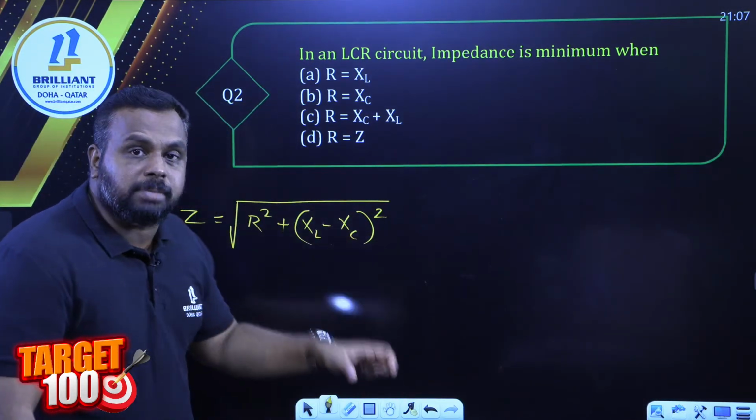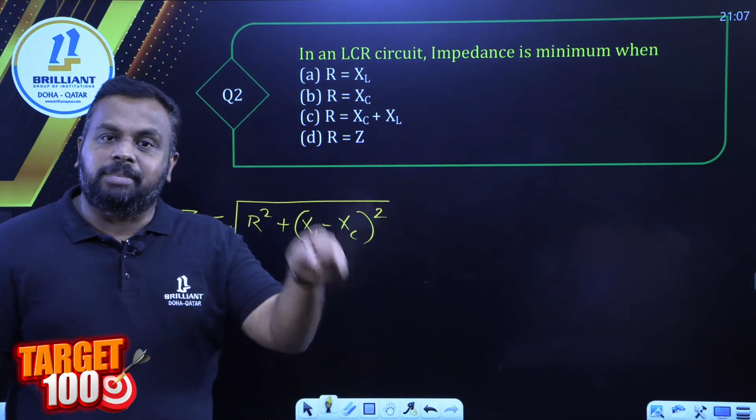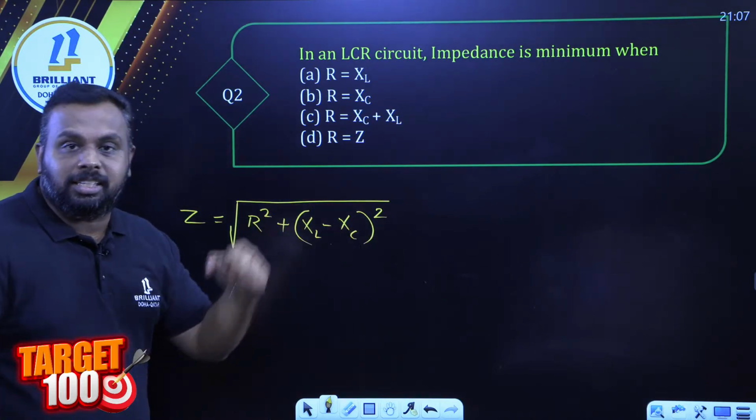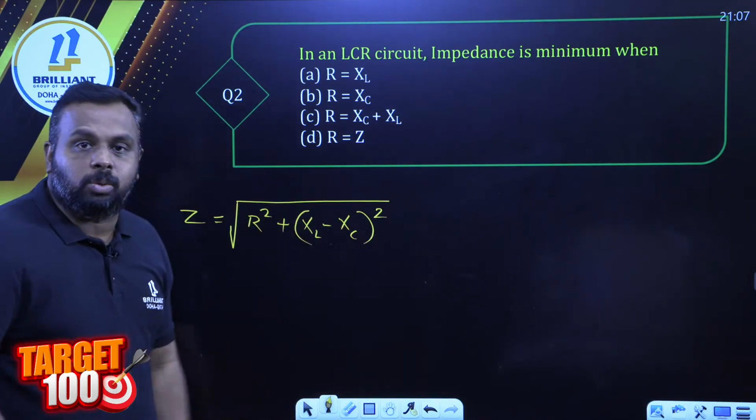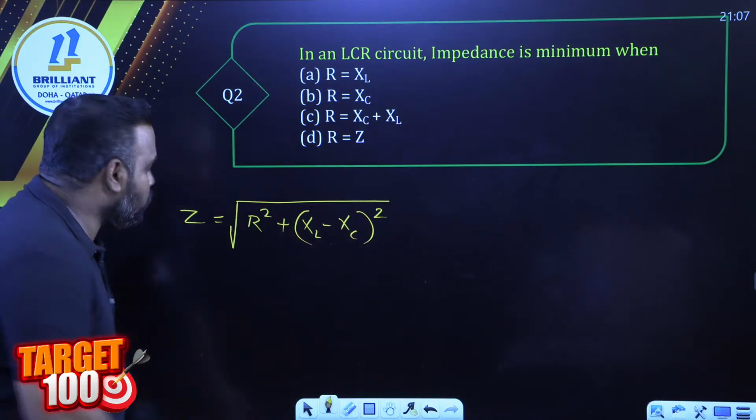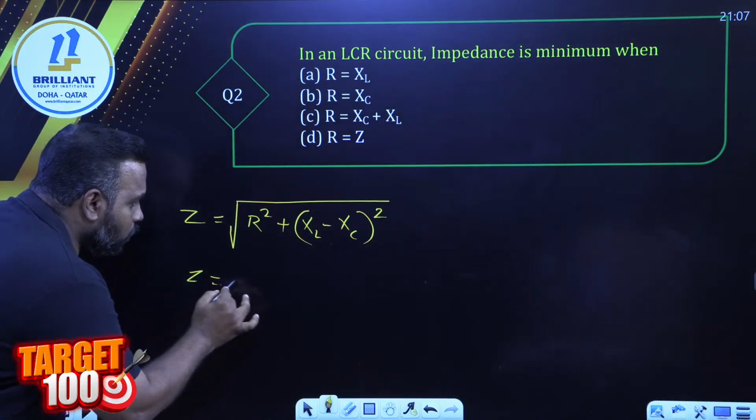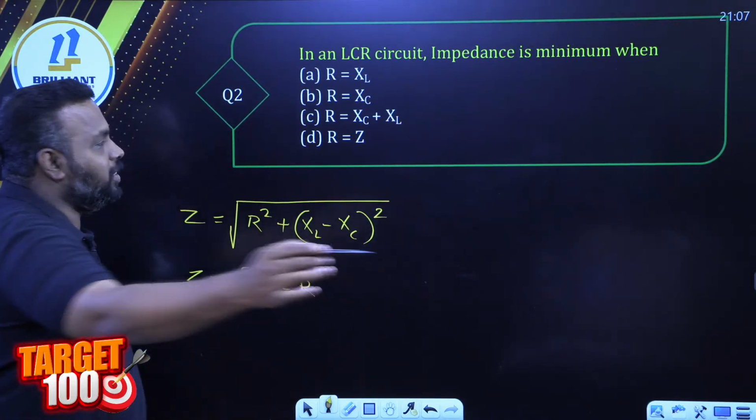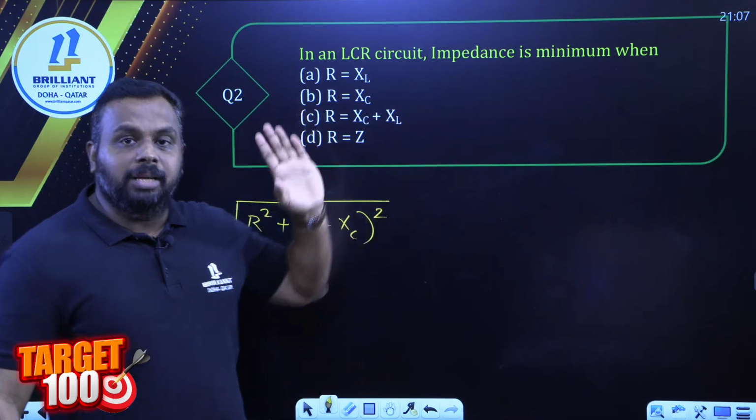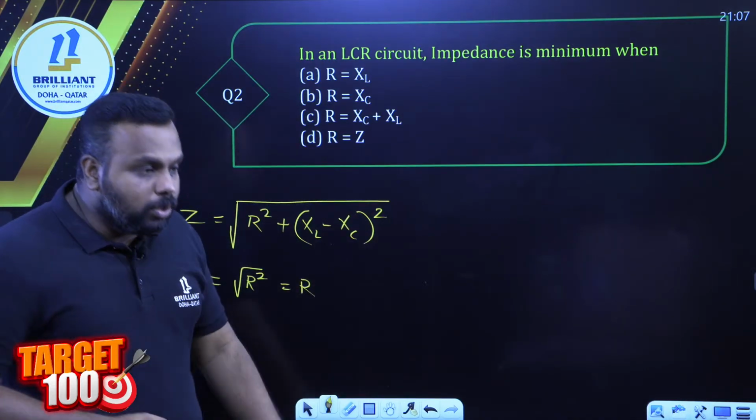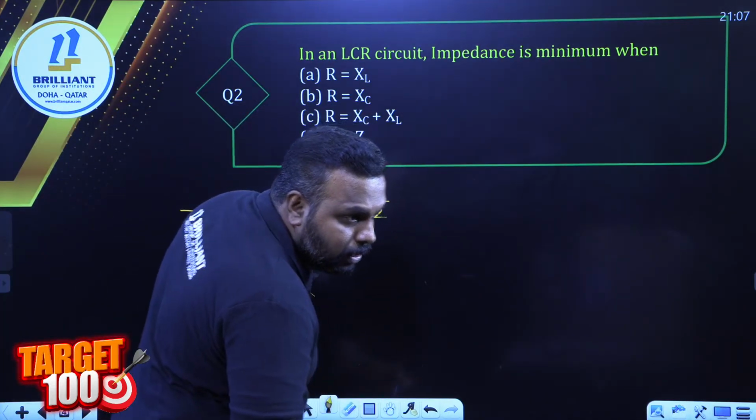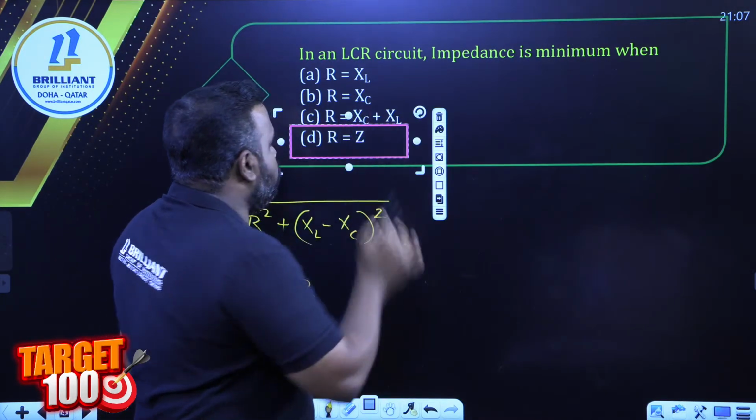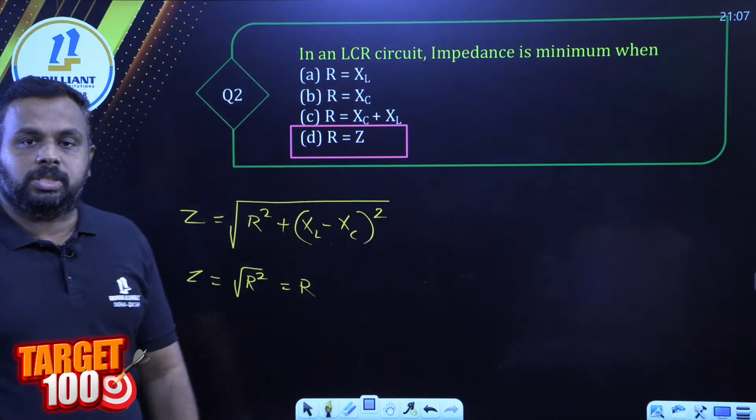So impedance is minimum, you know the condition again. Impedance will be minimum at resonance. What is the resonance condition? XL is equal to XC. So if XL is equal to XC, this term will be 0. So what will be the result? Z is equal to root of R square, which is R. So we got the answer: impedance is minimum when Z is equal to R. Very good. Karthik, Sanna, Dhruvil, right answer. Keep it up.